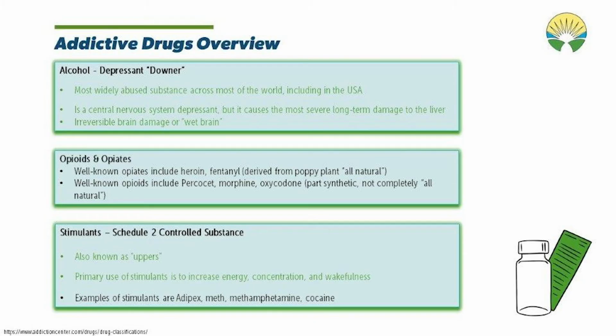For stimulants, those are known as uppers, and stimulants, as we discussed a few moments ago, they cause an increase in energy, difficulty concentrating, very awake or very alert. Some examples of stimulants would be methamphetamine, Adipex, some of the weight loss drugs, cocaine, and then some common ones, Adderall and Ritalin would fall into that stimulant category as well.